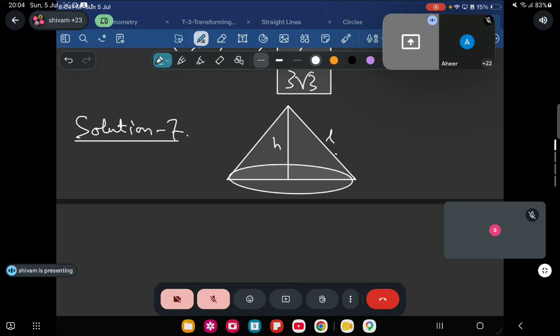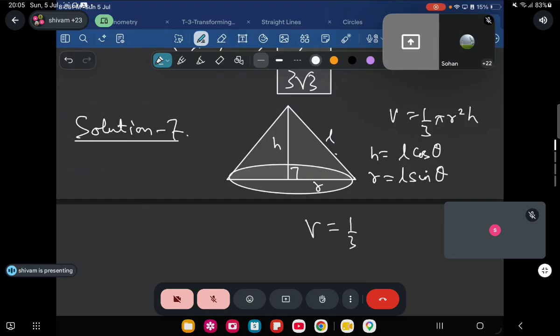What is the volume, everyone? Volume of a cone is 1/3 pi r square h. Now over here, can you understand that h is equal to L cos theta, and r is equal to L sin theta? So volume is equal to 1/3 pi into L square sin square theta, sorry, it will be L cube, into sin square theta into cos theta, right?